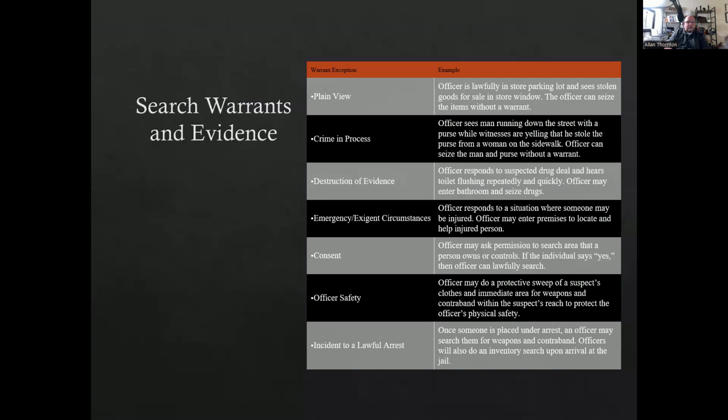Consent: someone simply says, yes, you can search me, then they can. For their safety, officers, upon making an arrest, will search someone, normally a pat search over their clothes and pockets. They'll have them pull out their pockets, those types of things. And then incident to a lawful arrest: once someone is arrested and taken into custody, when they get to the jail or wherever the facility is, they can be searched once again for weapons or contraband or anything along those lines to make sure of the safety of everyone involved.